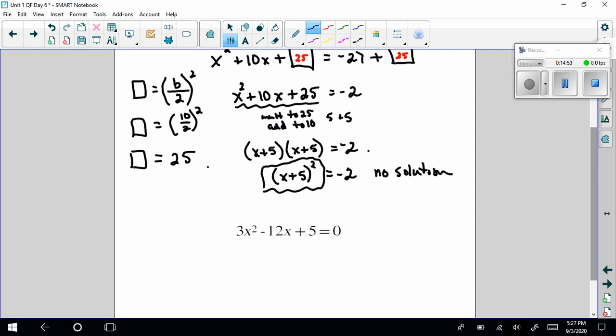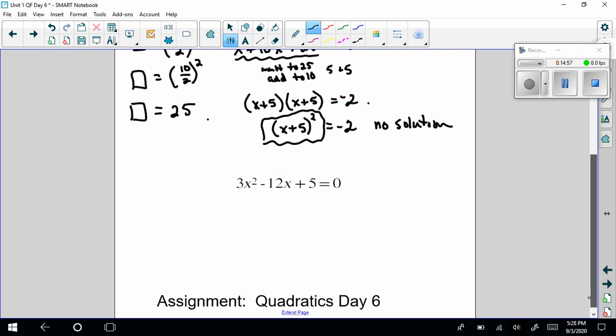So I have one more here. Let's see what happens on this one. So this is going to be another tricky little case because I have a 3 here. So the first thing I want to do is move that 5 over. So I'm going to have 3x squared minus 12x equals negative 5. You can't complete the square unless you have a 1 sitting here. So this is kind of challenging.